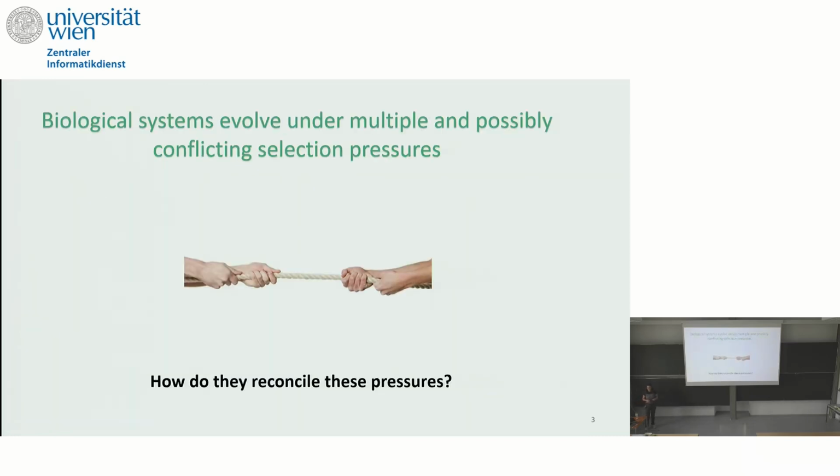Okay, so biological systems often need to evolve under multiple and possibly conflicting selection pressures. And the question that has fascinated me for a long time is how can they reconcile such conflicting selection pressures? And today I will discuss this more general question with you in the context of a particular system in plants that my lab has been working on for the past few years, and that is the self-incompatibility system of plants.